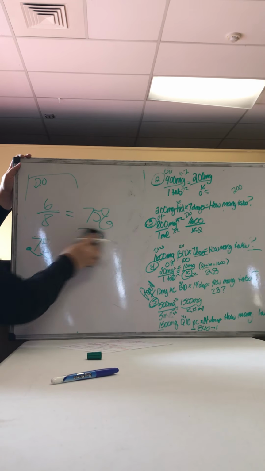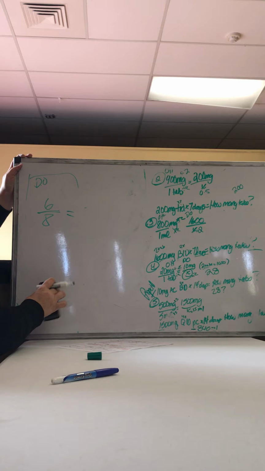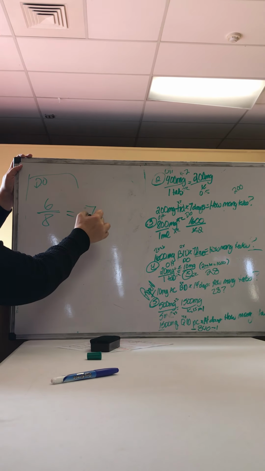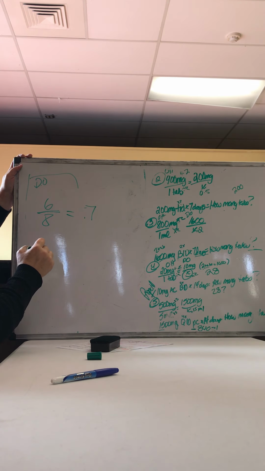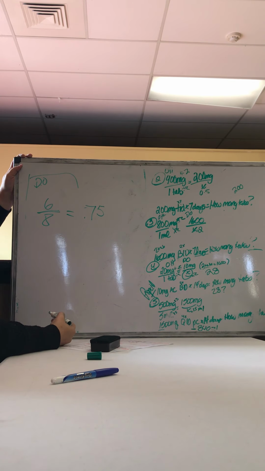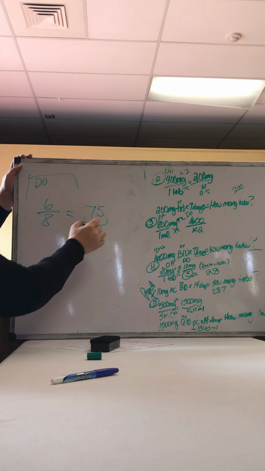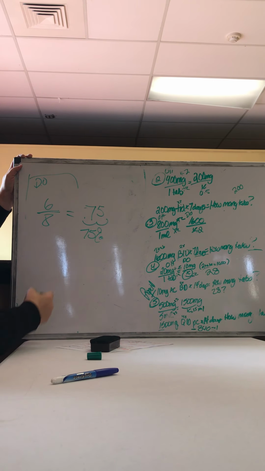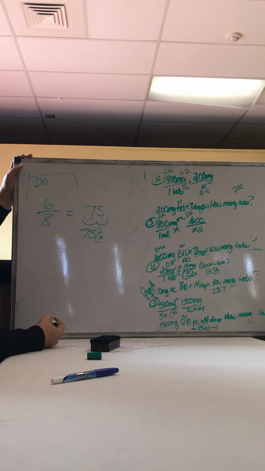Does that make any sense? So what was your answer? Just tell me one more time. 6 divided by 8 is what? 0.75, right? To make that a percent, what do I do? I move it over two places, so it's 75%. Alright, okay.